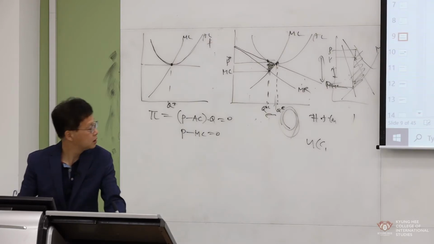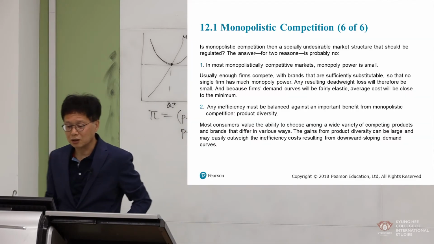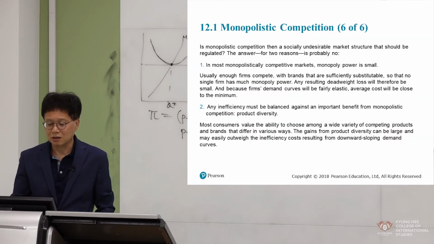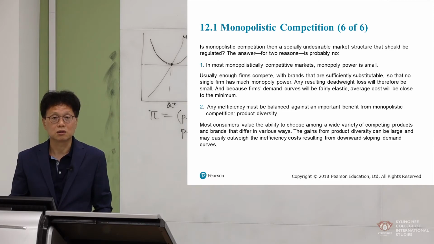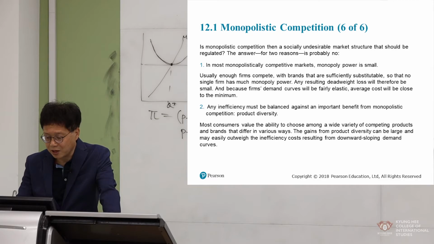This benefit arising from diversity or differentiated products can balance against the deadweight loss of monopoly power. Okay, that is number two. Most consumers value the ability to choose among a wide variety of competing products and brands that differ in various ways. The gains from product diversity can be large and may easily outweigh the inefficiency costs resulting from the downward sloping demand curve. Okay?